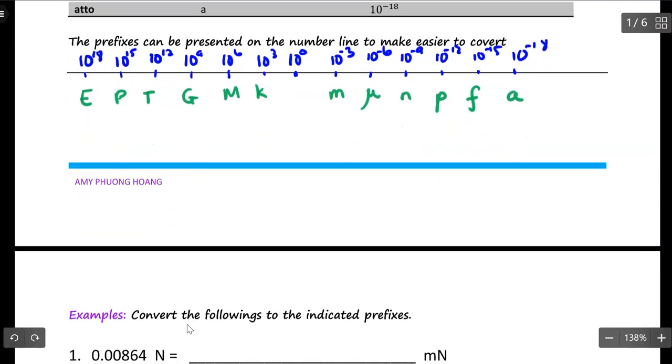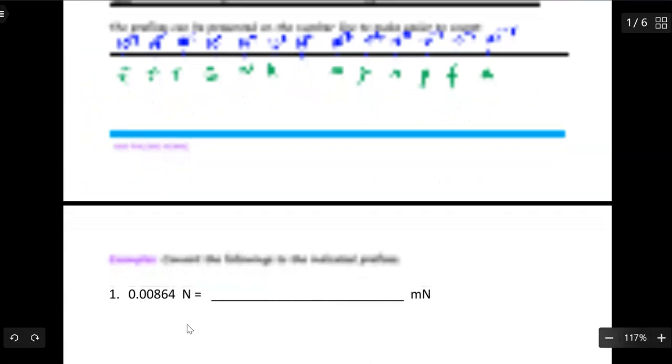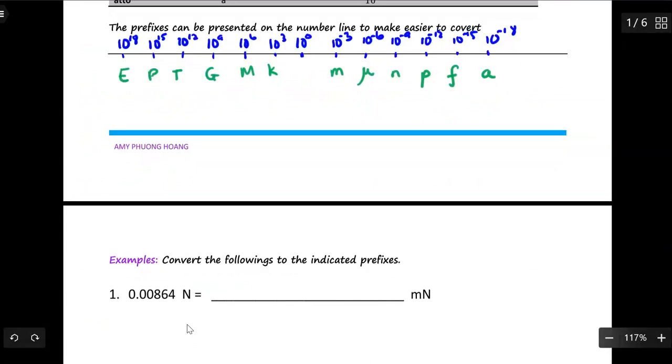Okay, so what I'm going to do is zoom in, so you see that we are going to convert a number, and we will go with the number line. Now, like I said, we have this with no prefix, so it's Newton. That means no prefix. So what you do is you start right here, right there.